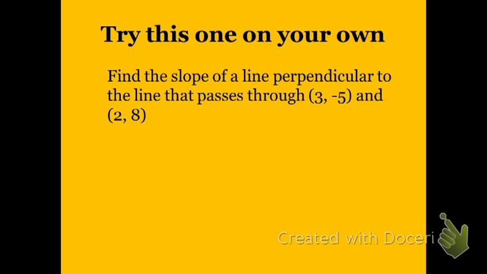Alright, so again, to find the slope of a line perpendicular to another line, we need to find the slope of the original line, then find the opposite reciprocal. So first, we need to find the slope of the original line. So to do that, we're going to have 8 minus -5 over 2 minus 3. So notice how, again, we have the change in y over the change in x. 8 and 2 come from the same point, and -5 and 3 come from the same point.